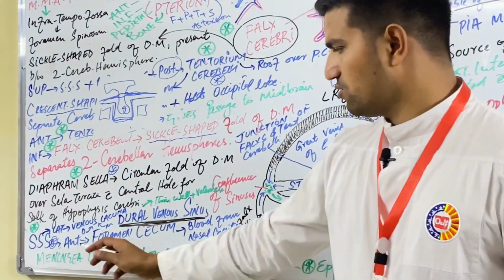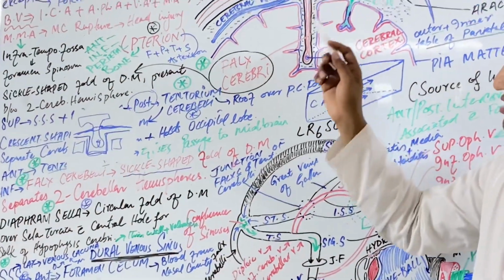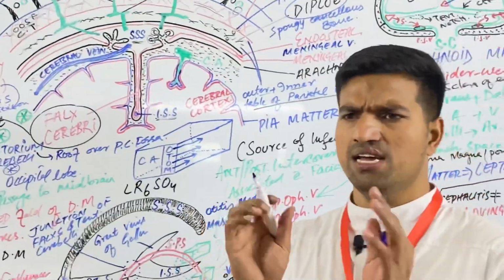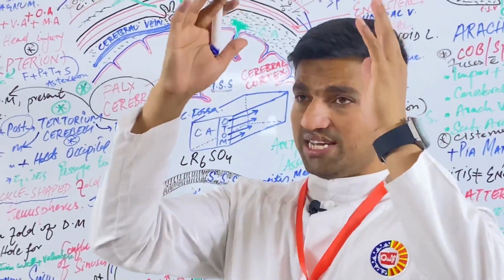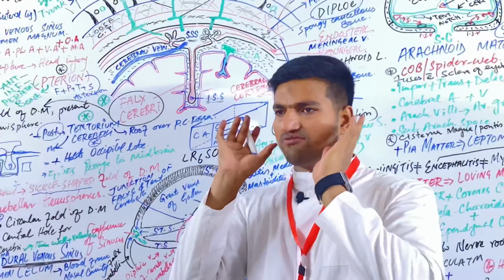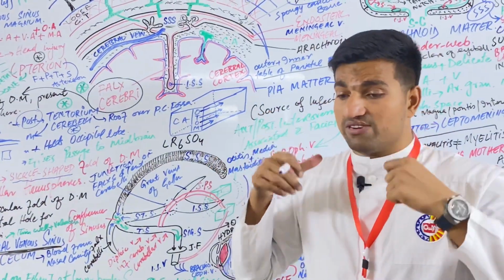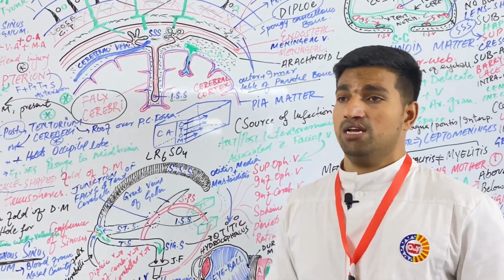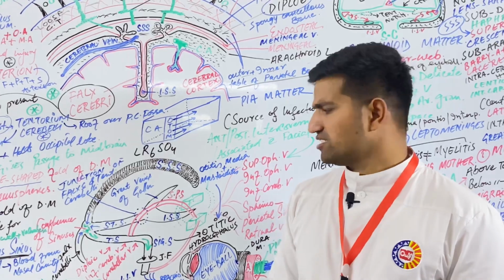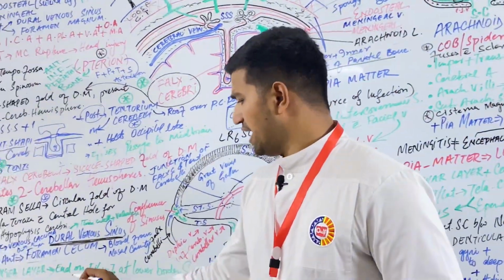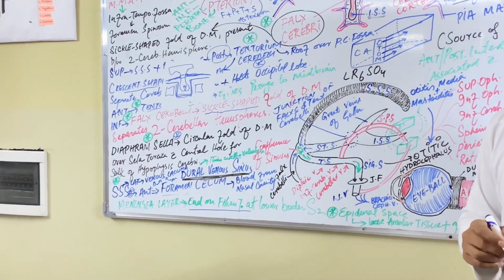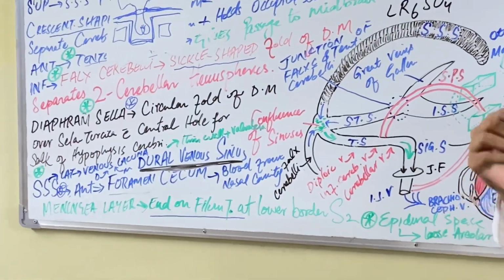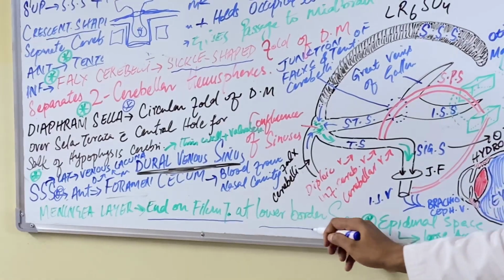Suppose this is the endosteal layer. It covers the whole brain as the periosteum, with sutural ligaments, till the foramen magnum. After the foramen magnum, only the meningeal layer covers the spinal cord. This meningeal layer covers the spinal cord till the end of the filum terminale, at the lower border of the second sacral vertebra, at the lower border of S2.